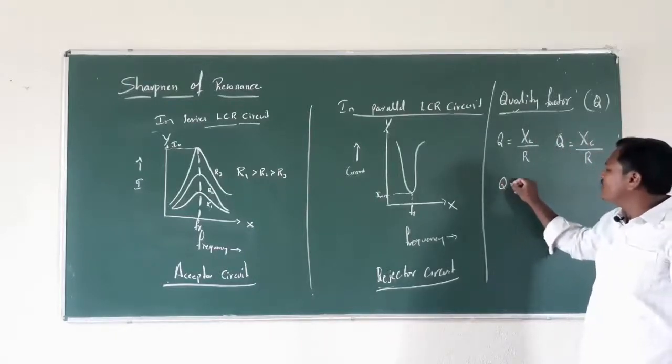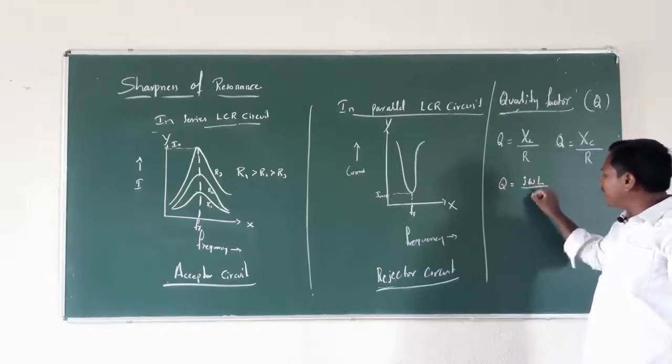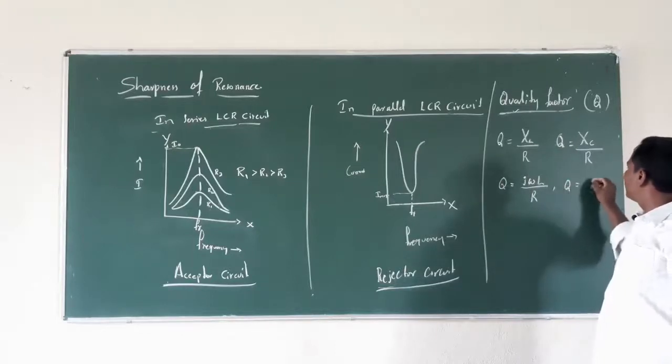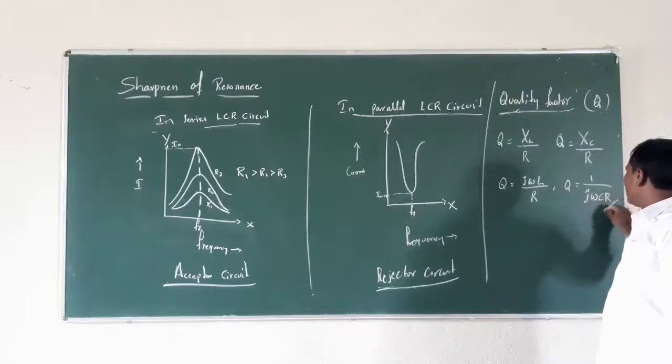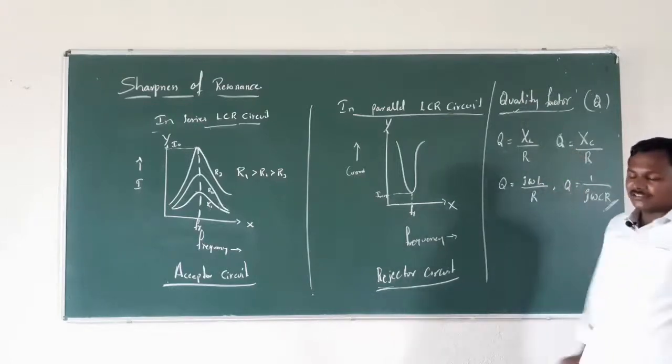This can also be written as Q is equal to j omega L divided by R, or here Q is equal to 1 divided by j omega C into R. And this is an expression for the quality factor.